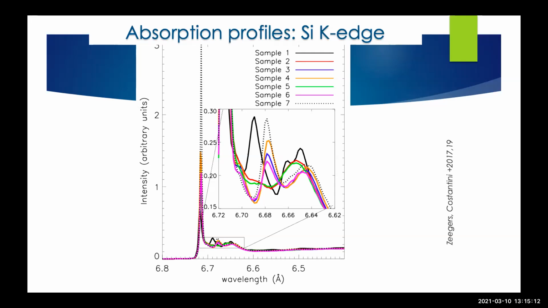You see immediately that when we zoom in into this region where the secondary peaks are, these samples actually differ significantly. So there is really a variety of features, and the majority of them can be easily measured in an X-ray spectrum.